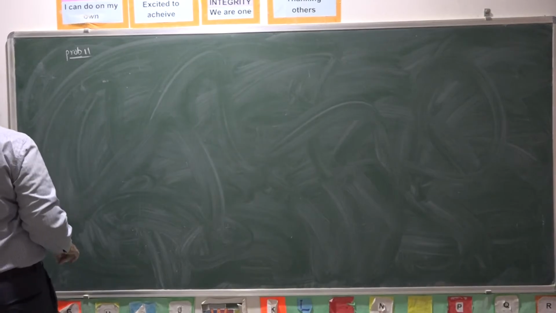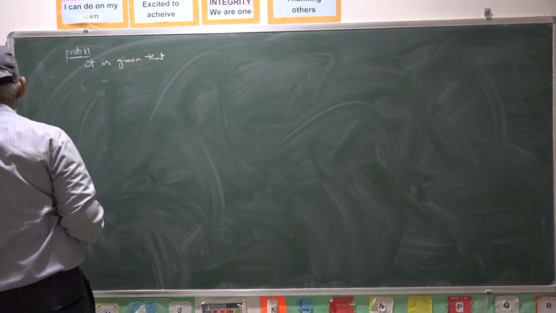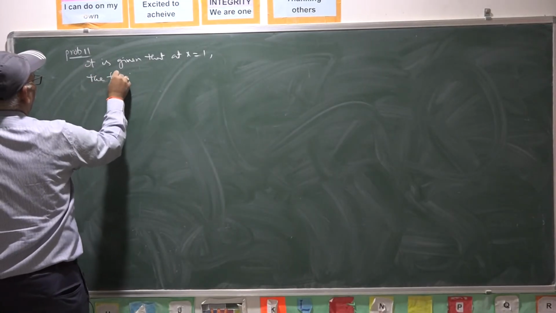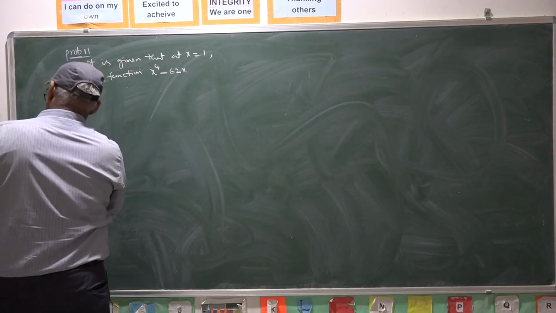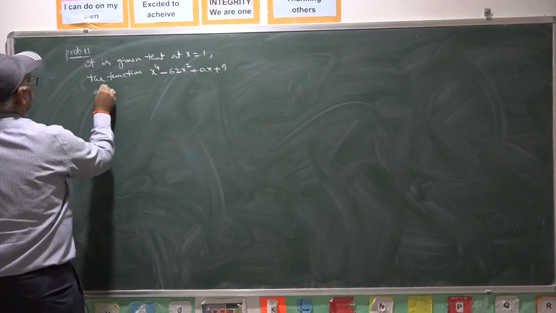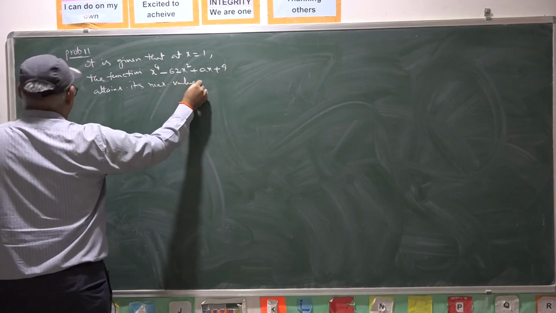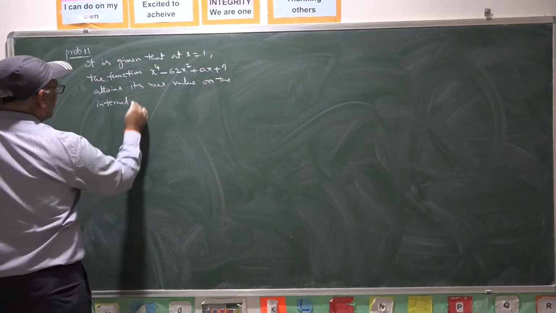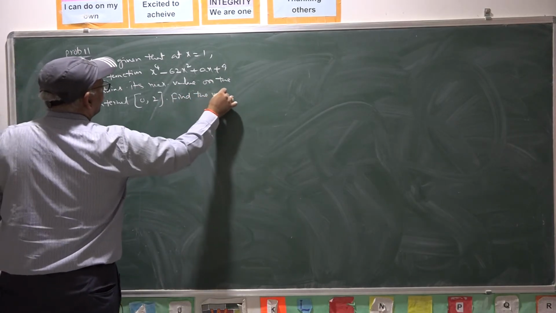Problem 11. It is given that at x equal to 1, the function x power 4 minus 62x square plus ax plus 9 attains its maximum value on the interval 0, 2. Find the value of a.